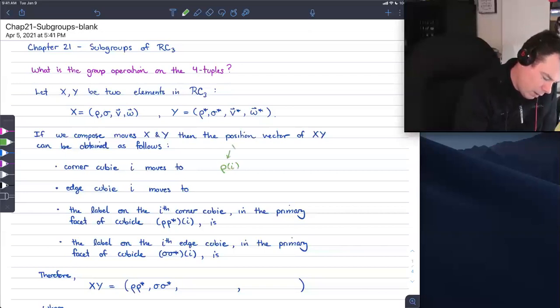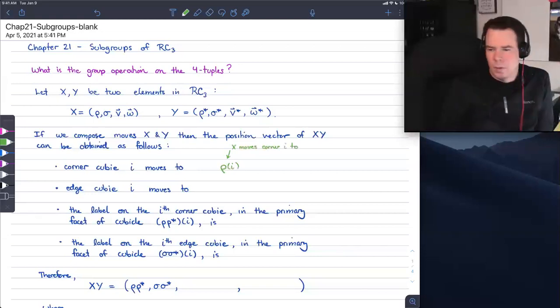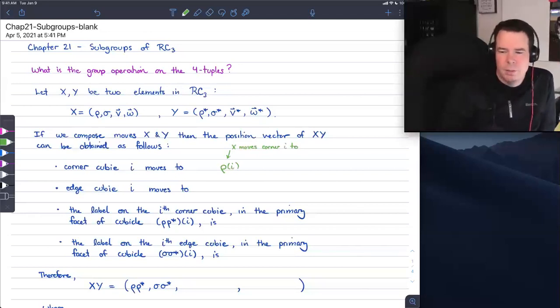That's where x moves corner I to. So x moves corner I to position row I. That's what the permutation row is actually encoding. Now I've got corner QBI sitting in position row I, but then I do move y on that one. And so now I have to think, now I've got a corner piece that's in position row I. What does y do to that?